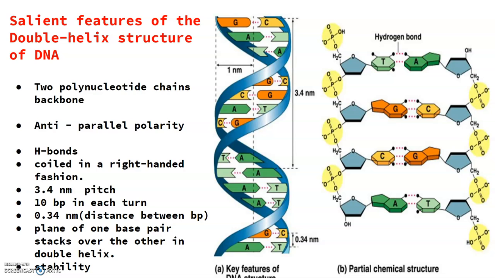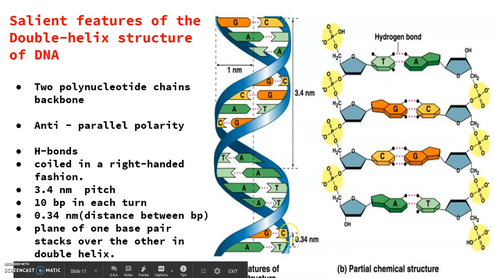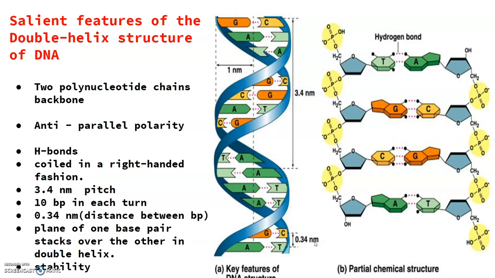Here you will see that in every turn there are at least 10 base pairs. And the distance between a base pair in a helix is approximately 0.34 nanometer. The distance between two base pairs is 0.34 nanometer.